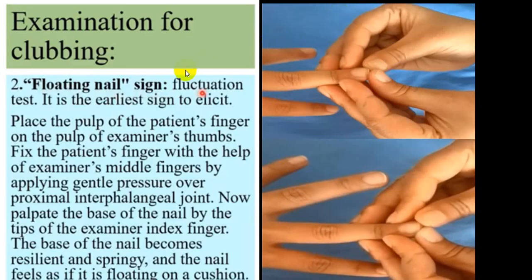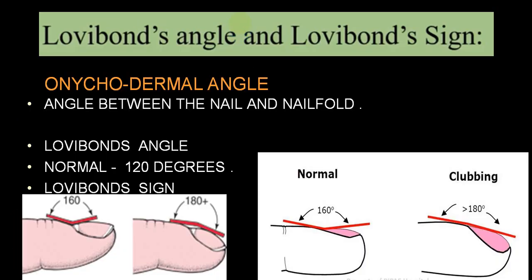Now what we call fluctuation is for stage 1, or grade 1. So the floating nail sign or fluctuation test is described. You have to hold the finger with the middle finger, and the tip of the finger is held by the 2 thumbs, and with the index finger you try to fluctuate. If the fluctuation is present on the side as well as on the top, then you describe that as a floating nail sign, and that is grade 1.